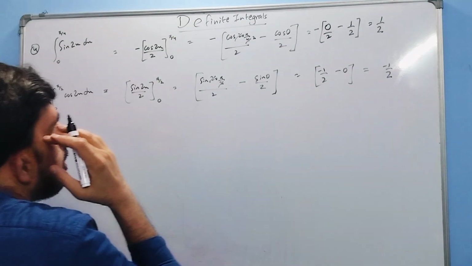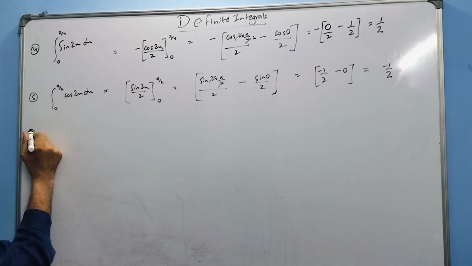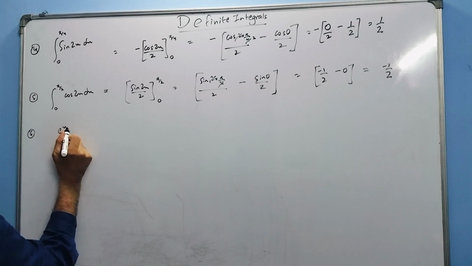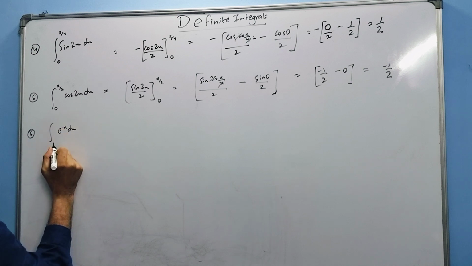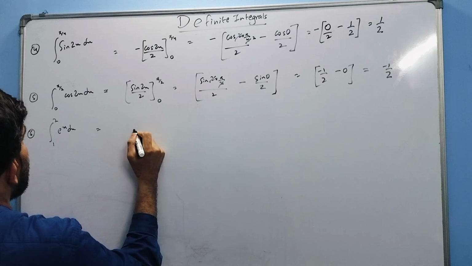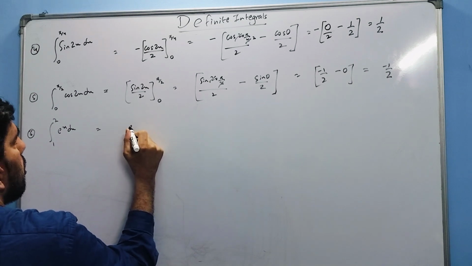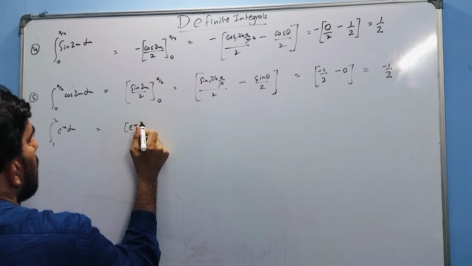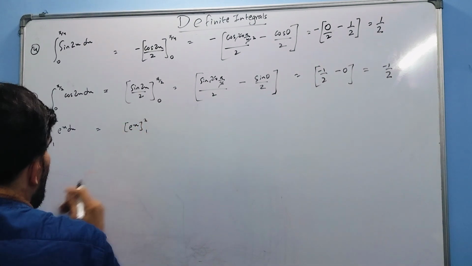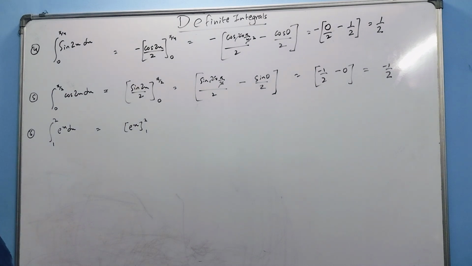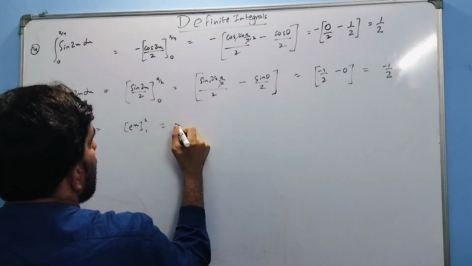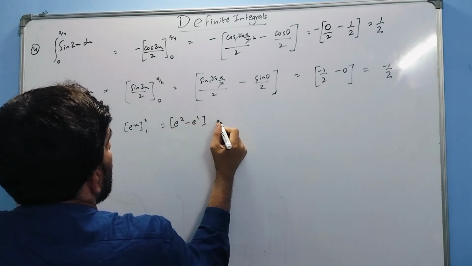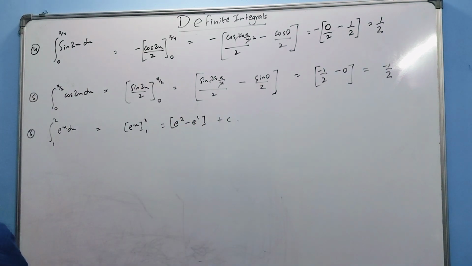Okay, so now try to solve the next numerical, the next definite integral: e raised to the power x dx, with limits 1 to 2. Now we'll be easily able to solve. We know that the integration of e raised to the power x will be e raised to the power x, and now the limits 1 to 2. So now we'll try to sort it out. This will be e raised to the power 2 minus e raised to the power 1. Okay, plus c. So that is how we are able to solve this.